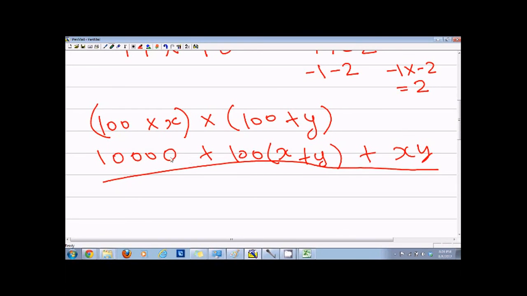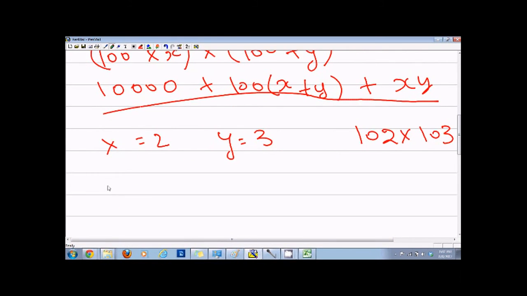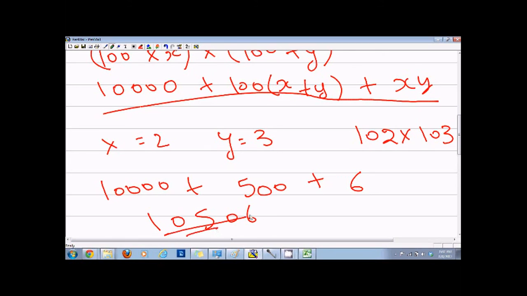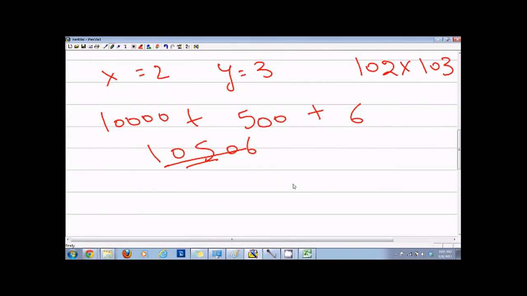So if I have x equal to 2 and y equal to 3, because I want to multiply 102 and 103, then in this case we will have 10,000 plus 500 plus 6. So the answer will be 10506. So I hope this tutorial will help, and you can use these tricks for your exams to go quickly through the math, and good luck with your exams.